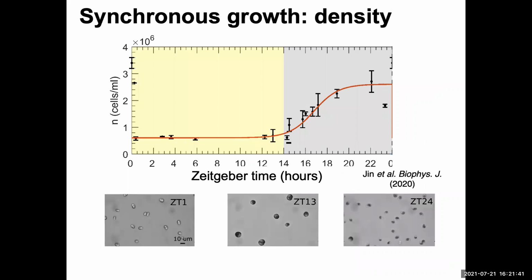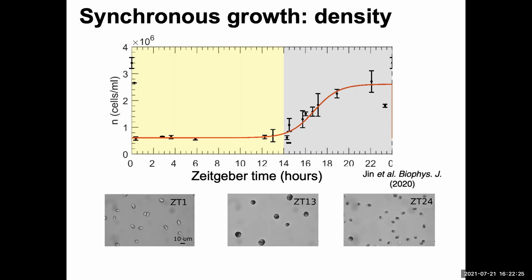So for example, this is the density of cells as a function of this Zeitgeber time. And you can see that during the day, the density is constant. Then as the cells start to divide, density goes up. I should say that the synchronization process involves growing some cells and diluting them, and then growing them again and diluting them, until in day-night cycles the cells are synchronized to the day-night cycle.